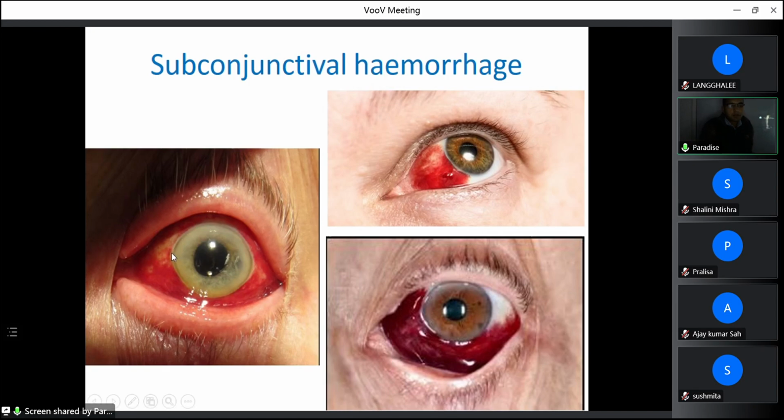Sometimes the eyeball may rupture due to trauma. It may have been traumatized and may rupture. In that condition, blood may enter into the eyeball. That is a different condition.